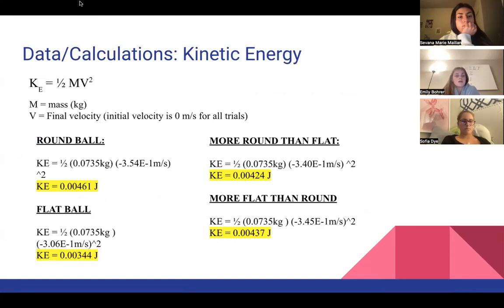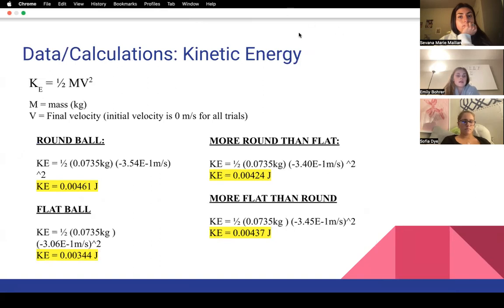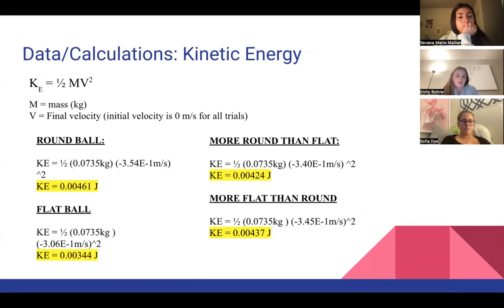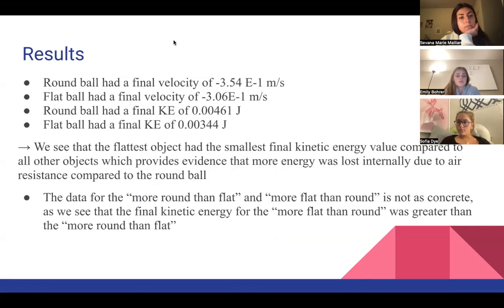And then we found the final kinetic energy. The initial kinetic energy was the same in all different shapes because we were holding it. And so we found that the round ball had the greatest kinetic energy and the flat ball had the smallest kinetic energy. But again, the more flat than round ball had a greater kinetic energy than that of the flat ball or round ball.